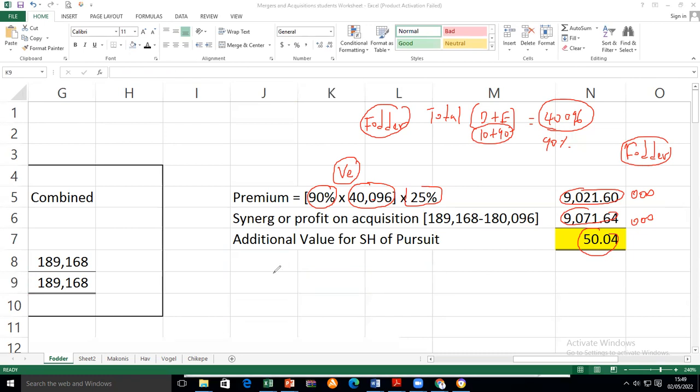Want your reaction? Can you repeat your question again? The question is, do you think this acquisition is acceptable to the shareholders of Pursuit? Do you think it's attractive?